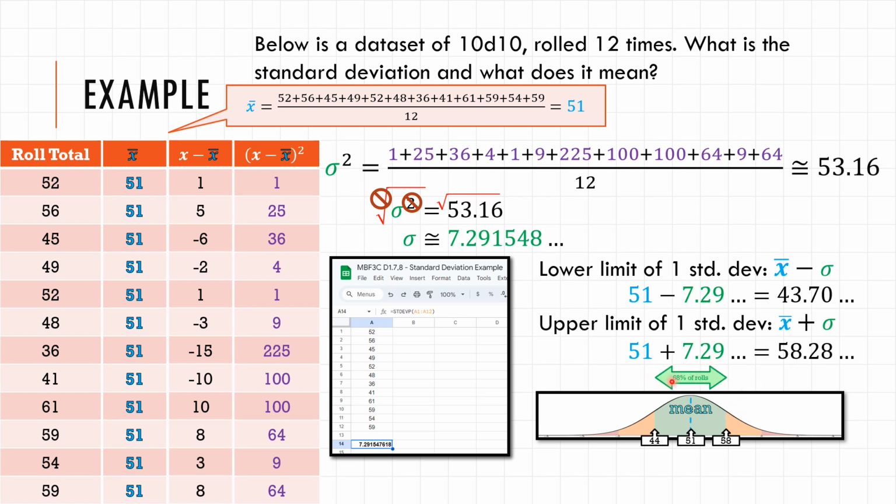What does this mean? It means that 68% of my rolls were going to be between 44 and 58. If I did this one more time, 95% of my rolls would be within 2 standard deviations. So whatever number would be over here and over here, that's 2 standard deviations.